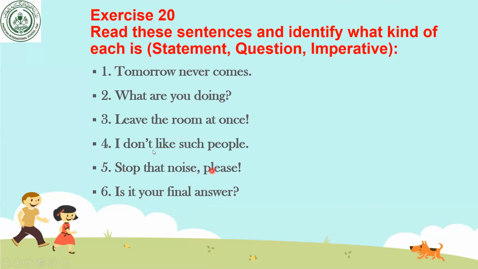Now here, dear students, 6 sentences are given in exercise number 20. What we have to do is write what these sentences actually are. Are they statement, question, or imperative? So I will write over here. What is the number 1 sentence, dear students? Who will help me? Yes. Number 1 is what? Statement. You can write only that, we will understand. Number 1 is a statement.